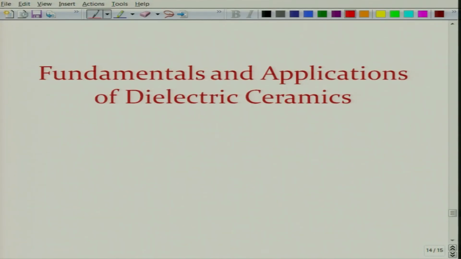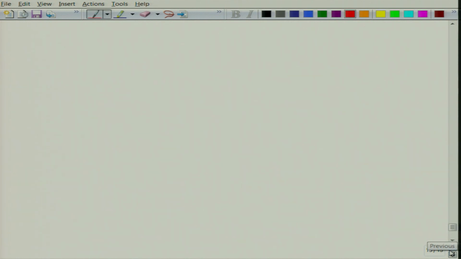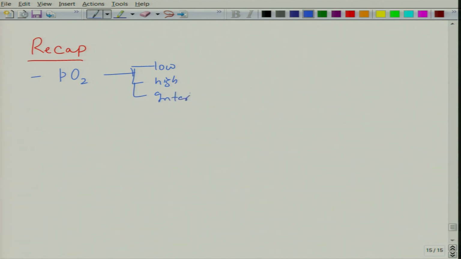So, welcome again to the new lecture of this course, Fundamentals and Applications of Dielectric Ceramics. We will briefly summarize what we did in the last lecture. In the last lecture we started our work on deriving defect concentrations under various ambient conditions. We took three regimes of low PO2, high PO2 and intermediate PO2.